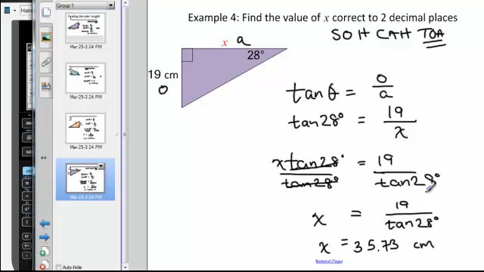So that's the video and examples on how to calculate the side length of a right angle triangle. Remember, you have to first label your sides and write out your SOHCAHTOA, work out what trig ratio you need to use, and then solve for your unknown value.